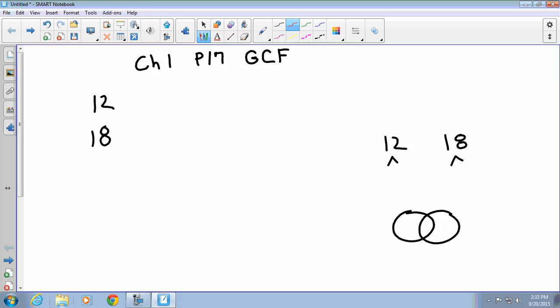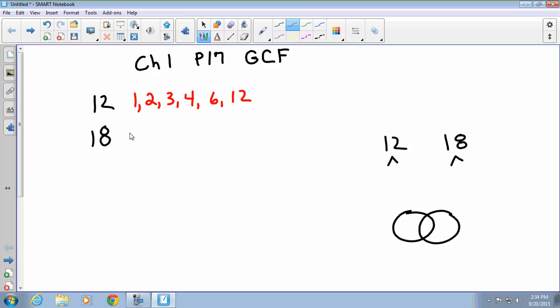So if we list the factors of 12, we're saying what times what gets me to 12. And of course, the easy one is always 1 times that number. So we got 1 times 12, and then 12 is even, so we know 2 goes into it. 2 times 6 gets us to 12, and then finally the last one, 3 times 4 gets us to 12. So all of the factors of 12 would be 1, 2, 3, 4, 6, and 12. Those would be the factors of 12.